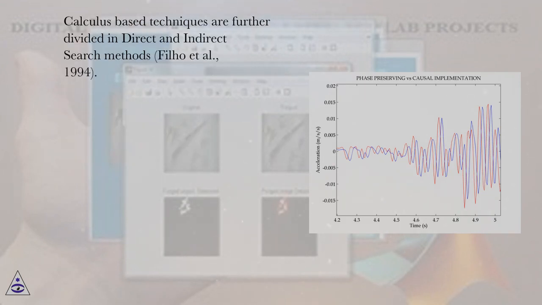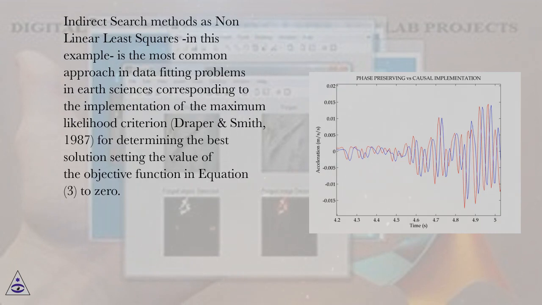Calculus-based techniques are further divided in direct and indirect search methods, Fogel et al., 1994. Indirect search methods, such as nonlinear least squares in this example, are the most common approach in data fitting problems in earth sciences, corresponding to the implementation of the maximum likelihood criterion, Draper and Smith, 1987, for determining the best solution, setting the value of the objective function in equation 3, 20.